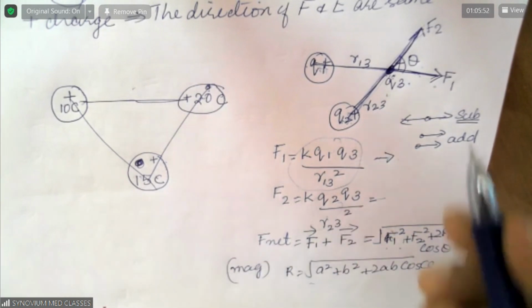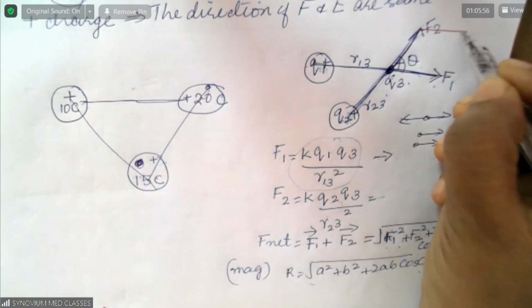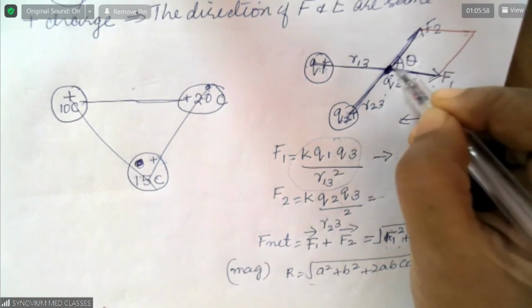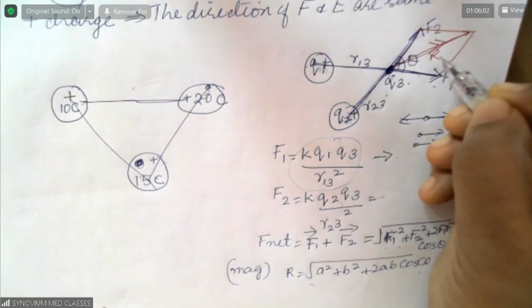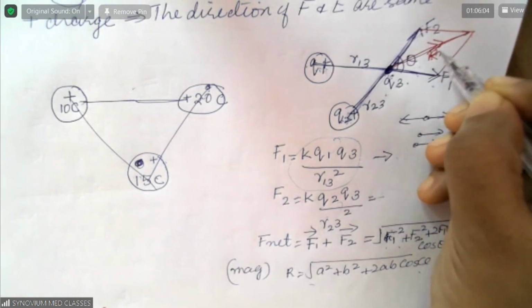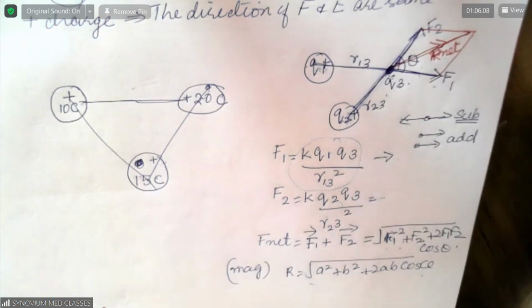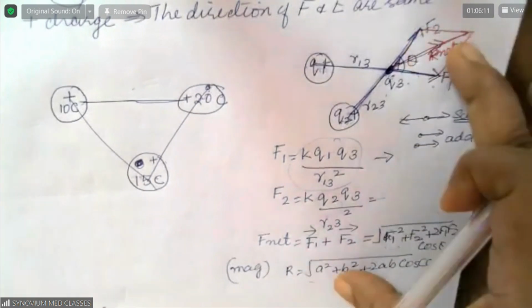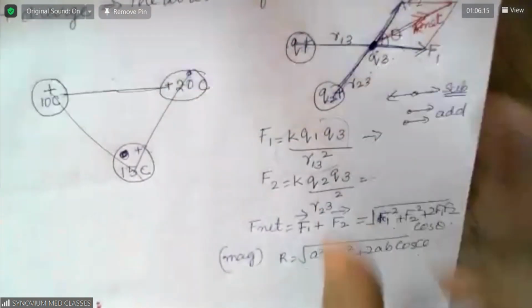How will you find the direction? You try constructing a parallelogram. This is the resultant. This is the direction of the resultant, F net. This type of question very rarely comes, but you do understand that this is the way to find it.